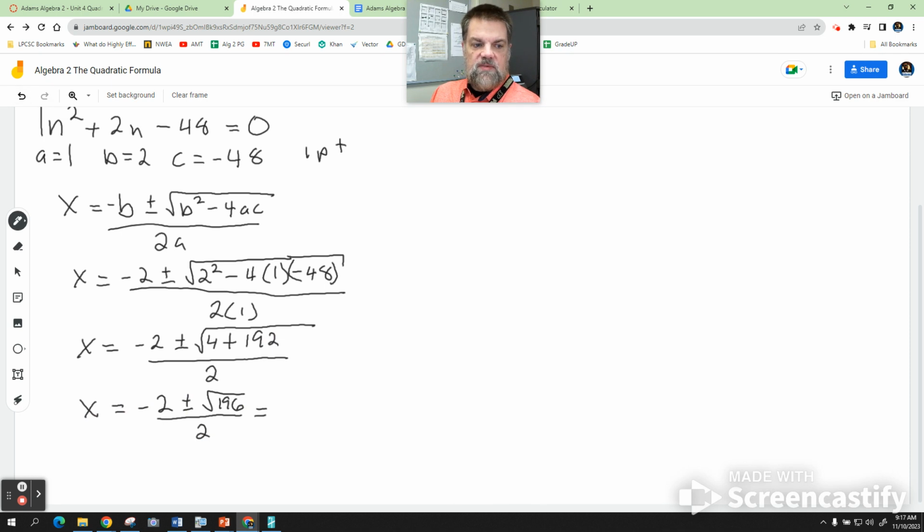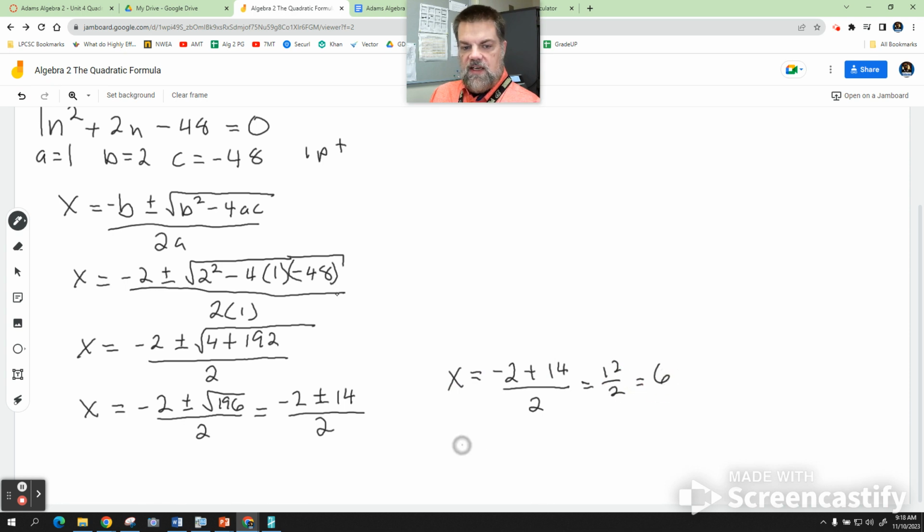Then that becomes negative 2 plus or minus 14 because the square root of 196 is 14. We could separate this. Actually, let's just do it this way. I'm going to say x equals negative 2 plus 14 divided by 2. That's going to be 12 over 2, which is 6. And then x equals negative 2 minus 14 over 2, which is negative 16 over 2, which is negative 8.